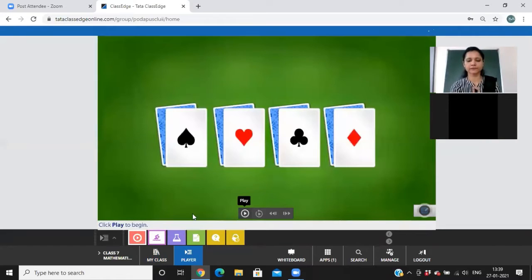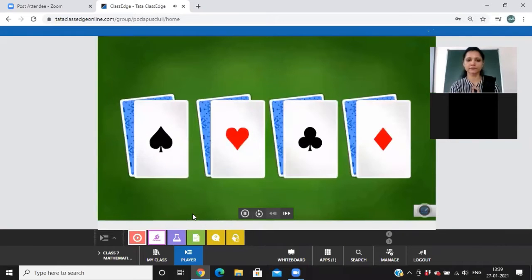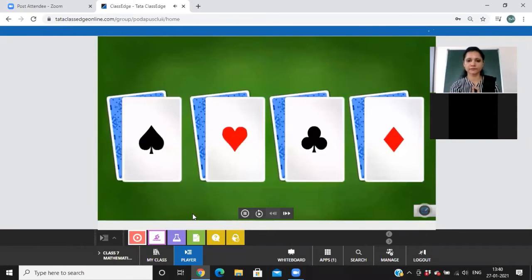You must have played with a deck of cards many a times. But have you observed the designs on the cards closely? All these designs are symmetrical. Let's look at the lines of symmetry for each of these. Observe that the spade, heart, and club have only one line of symmetry, while the diamond has two lines of symmetry as shown.